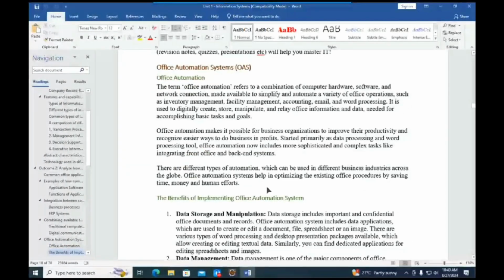So let's talk about office automation. When you talk about office automation, we are actually looking at the act of combining computer hardware, software, and even networks to make possible a variety of office operations. For example, inventory management, facility management, accounting, email, word processing, etc. So it is used to digitally create, store, manipulate and relay office information and data that is needed for some tasks to be done.